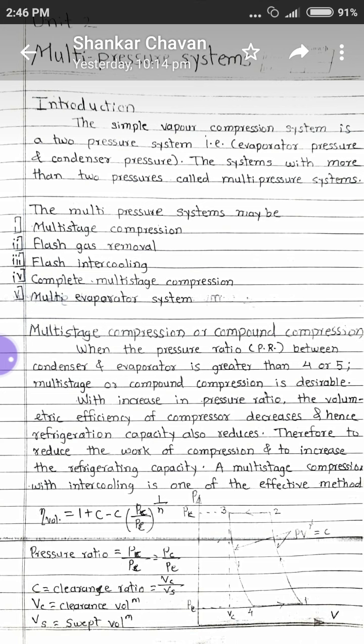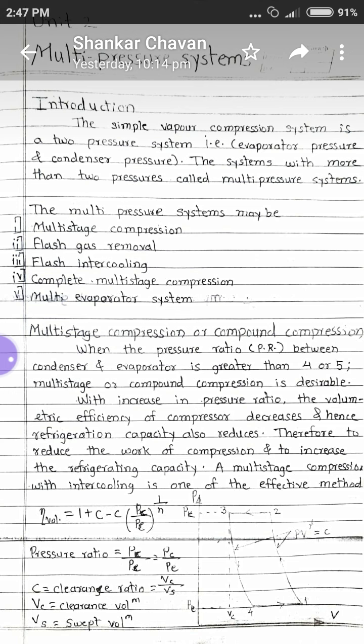Now in multi-pressure systems, whatever we discussed about the simple vapor compression cycle in the previous chapter, that simple vapor compression cycle is a two pressure system. Two pressure means a higher pressure, that is the condenser pressure, and a low pressure, that is the evaporator pressure. Inside this system only two pressures are there, the pressure in the condenser and the pressure in the evaporator. Hence this system is called a two pressure system.